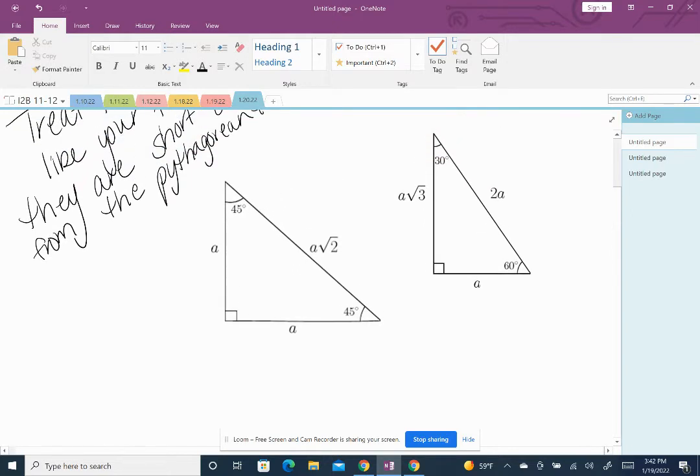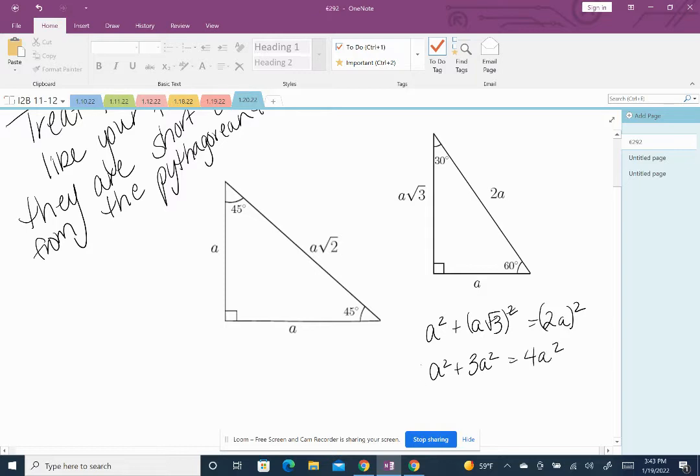For this one, we wouldn't necessarily know what the third angle is. This just kind of helps us. But if I had, let's say, a squared plus a square root of 3 squared equals 2a squared, I'd get a squared plus 3a squared, which equals 4a squared. And this is imaginary 1. It'd be 4a squared equals 4a squared, and that checks out. So essentially, these are just shortcuts.